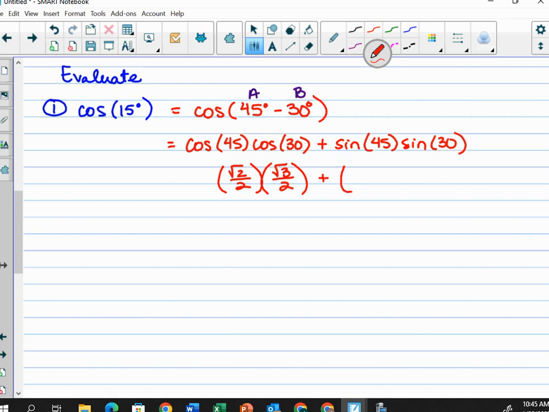What is the sine of 45? Root 2 over 2, and the sine of 30? Half, okay? And then we're just going to multiply. What is root 2 times root 3? Root 6. So I've got root 6 over 4 plus root 2 over 4. Good. Do you see how they already have common denominators? So your final answer is root 6 plus root 2 all over 4.